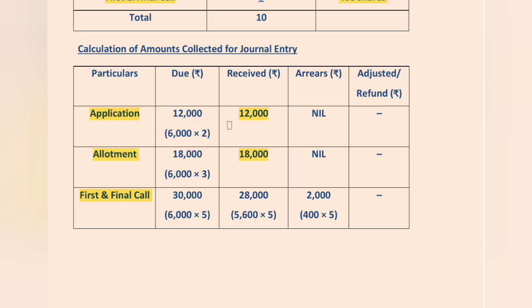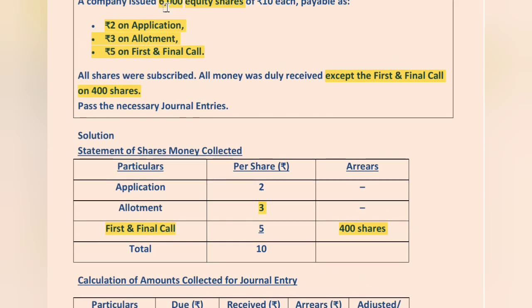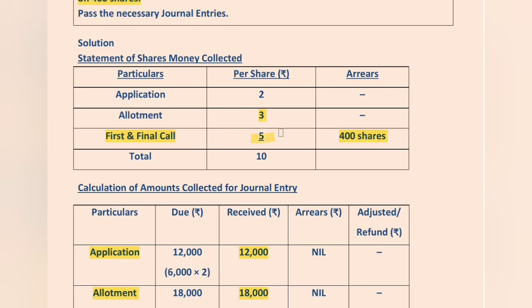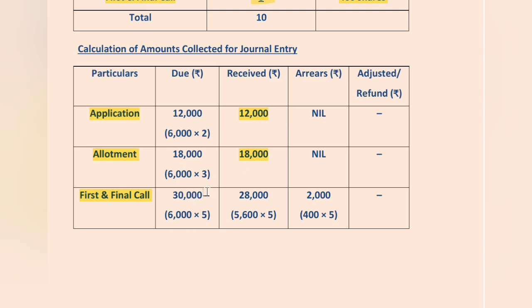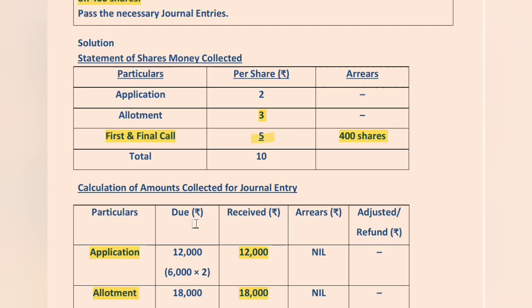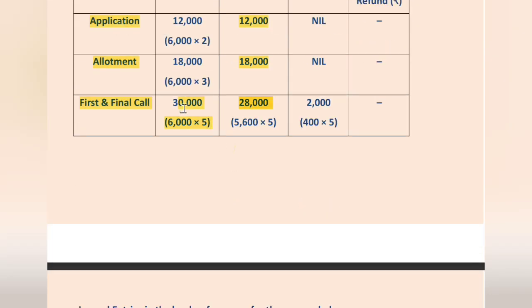First and final call due: total 6,000 shares into 5 rupees, the entire 5 rupees we have to write here. 6,000 into 5 is 30,000 rupees. Now, while receiving, how many shareholders did not pay the amount? See here, this one. So 400 shareholders. That is why 6,000 minus 400 is nothing but 5,600 who paid the amount.